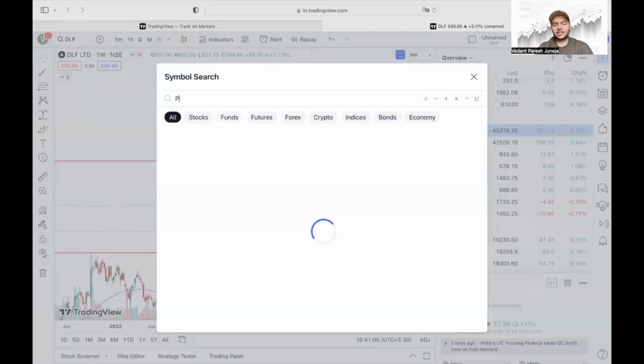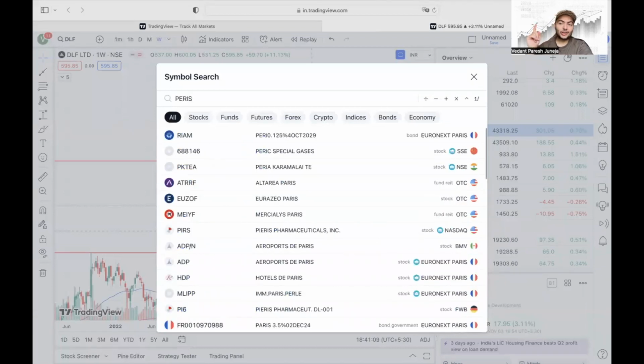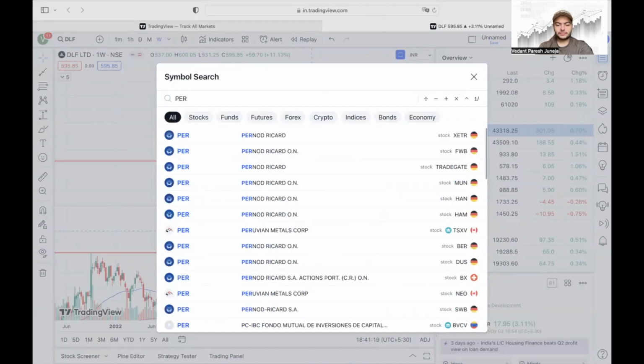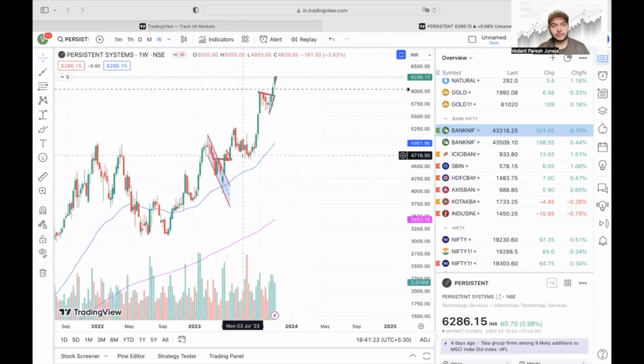So DLF is one of my picks as it is in the top performing sector, plus it is one of the top performing stocks of that sector. So that's how I tend to choose the stocks. Persistent is another of my picks.